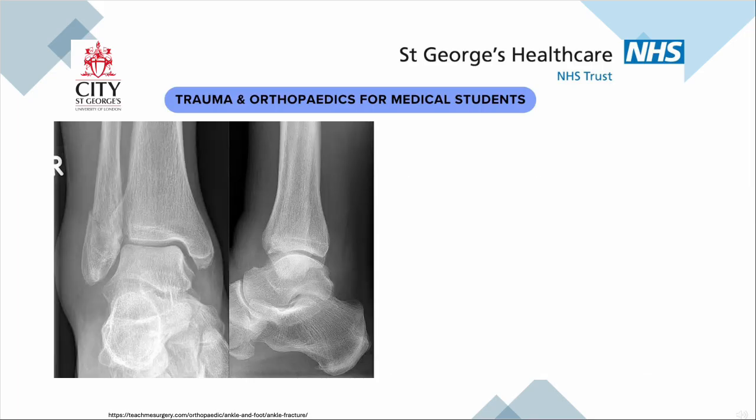This is an example of a standard AP and lateral of the ankle, and you can see on the fibula a small undisplaced fracture. As you'll remember from the fracture series, these X-rays are covered in more detail there.